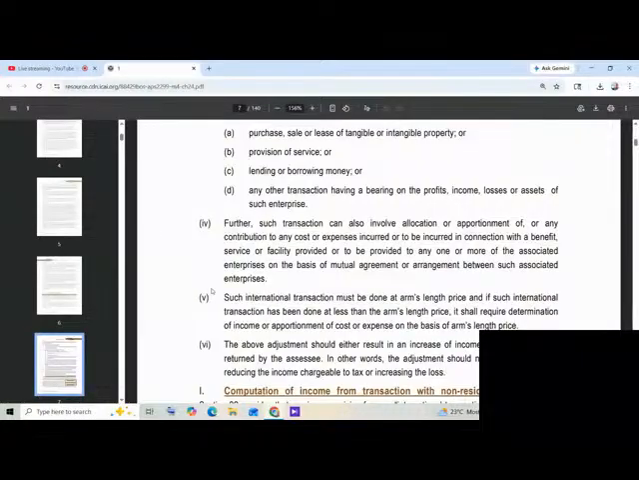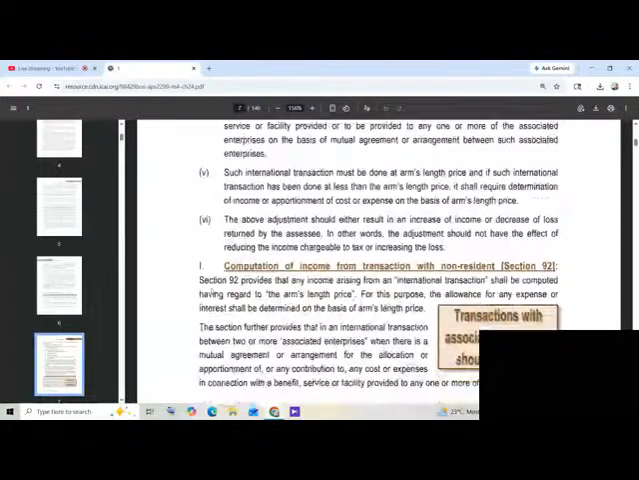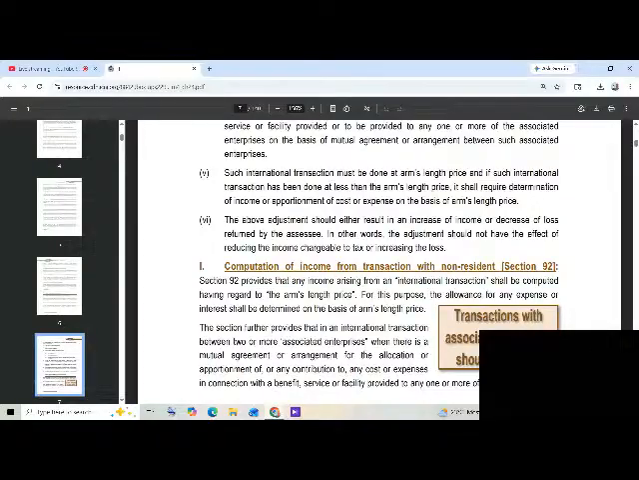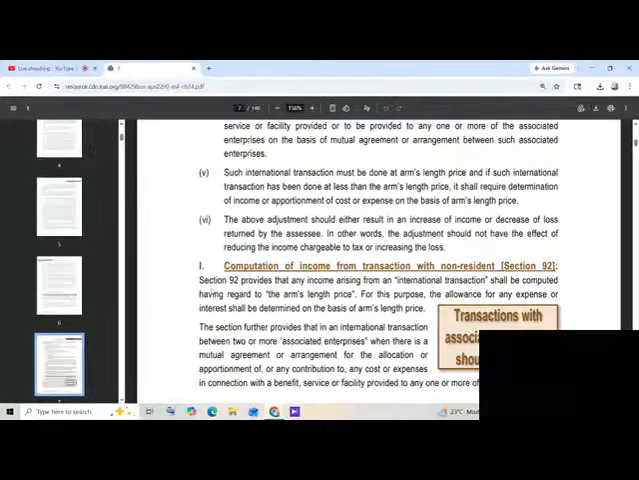Can also involve allocation or apportionment or any contribution to any cost or expenses incurred or to be incurred in connection with the benefit, service, facility provided or to be provided by one or more of the arrangement or agreement between such enterprises. Such international transaction must be done at the arm's length, and if such international transaction has been done at less than the arm's length price, it shall require determination of income or apportionment of cost or expense on the basis of arm's length price.